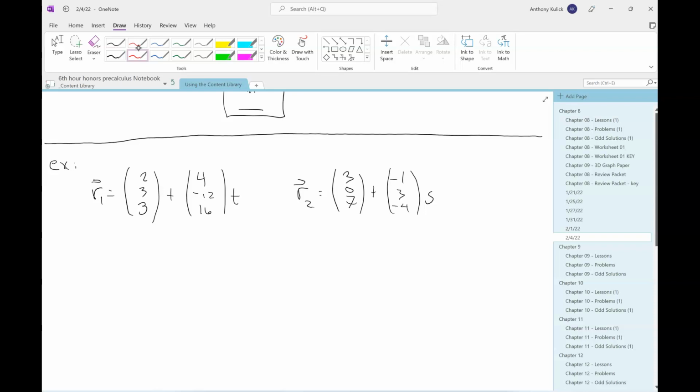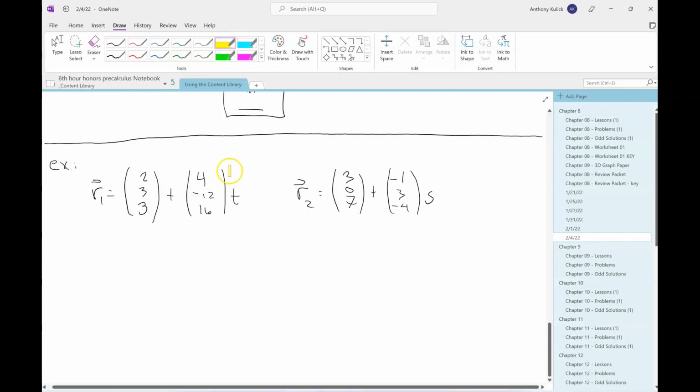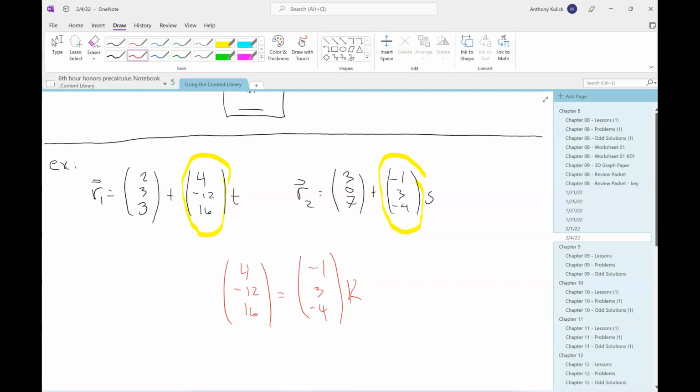Okay, so here are our equations for R1 and R2. According to the flow chart, what's the first thing I'd want to do here? See if they're parallel. Great. And how do I do that? Yeah, so I'm going to compare the two direction vectors and see if there's a k that I can multiply the one direction vector by to make it equal to the other direction vector.